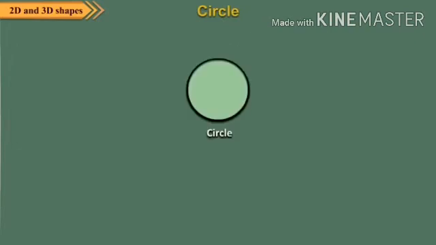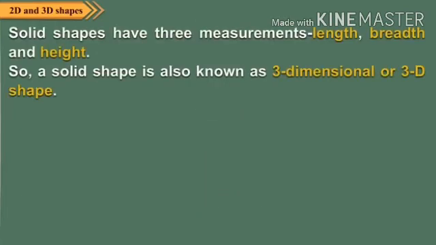Circle. A circle has no vertex. It is a closed loop. It can be traced with a 1 rupee coin, carom coins, etc. Children, now let us know about some solid shapes.